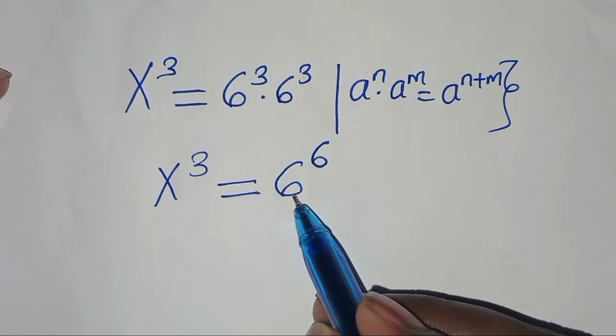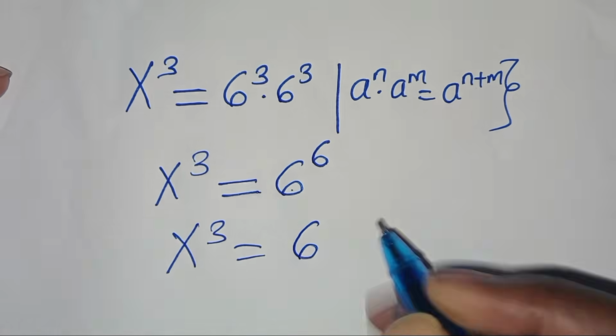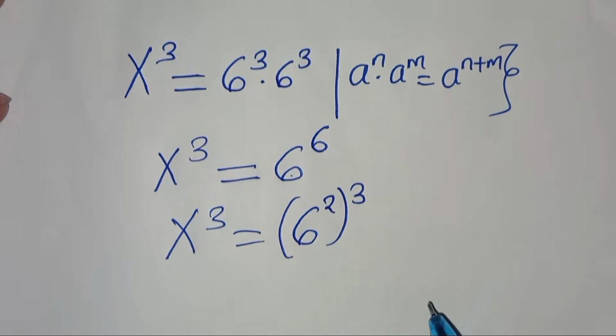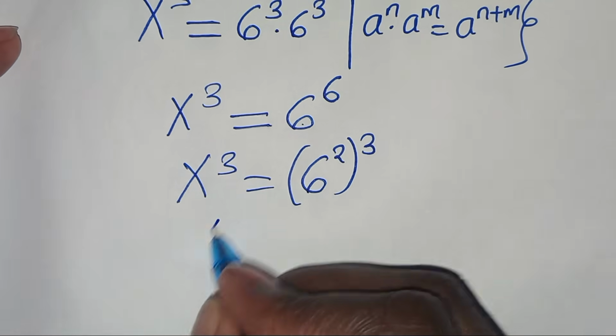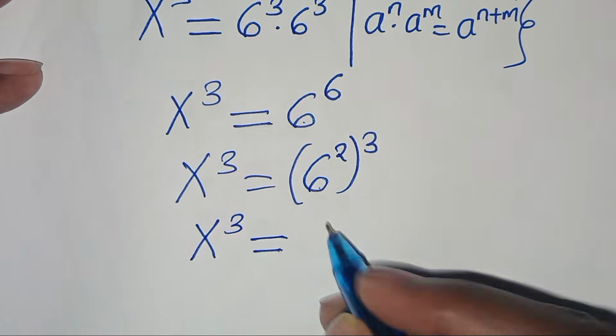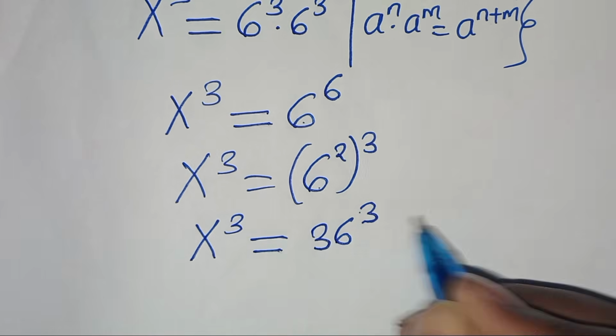Now we can express 6 to the power of 6 as 6 to the power of 2 raised to the power of 3. Now this implies that we have x to the power of 3. This is equal to 6 squared. This is equal to 36 raised to the power of 3.